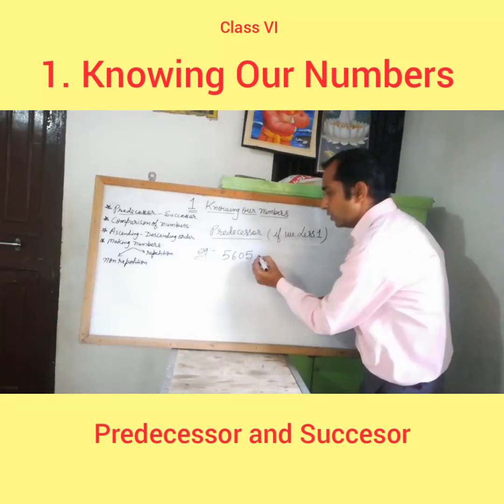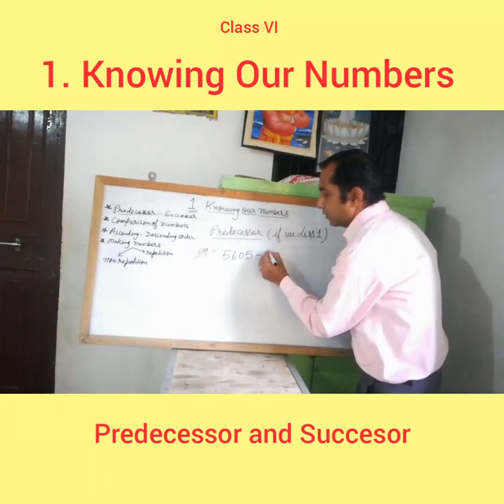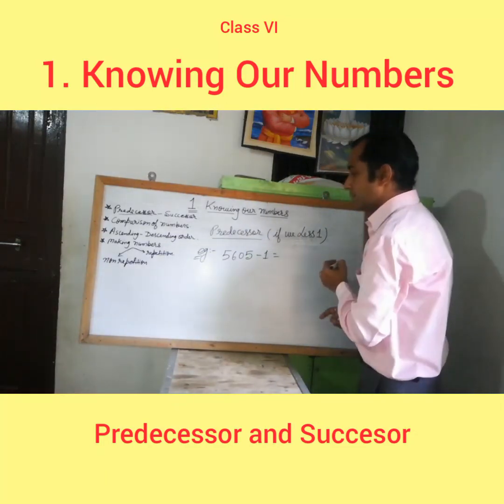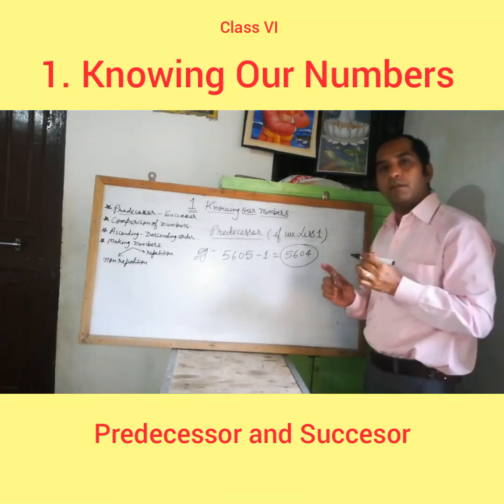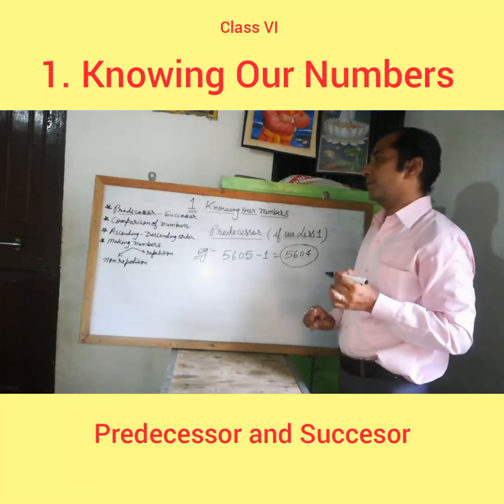So what will you do? You will just do minus 1 of this number and you will get 5604. So this is the predecessor of the number.